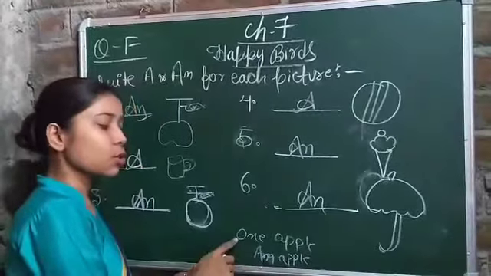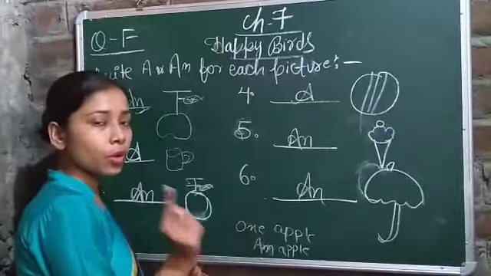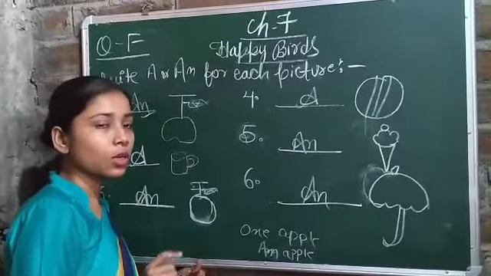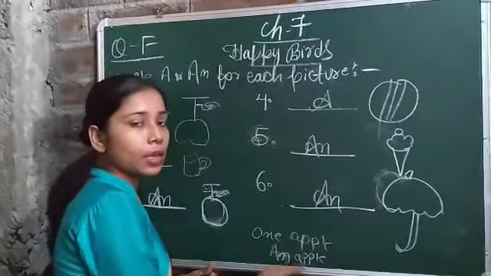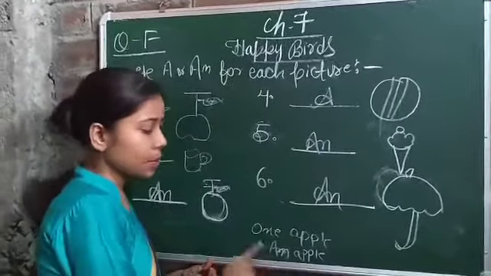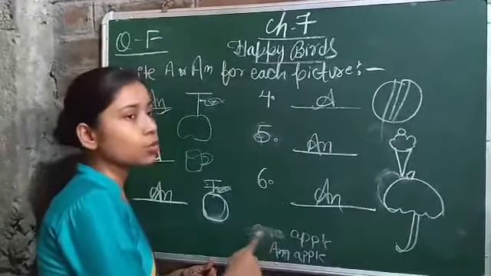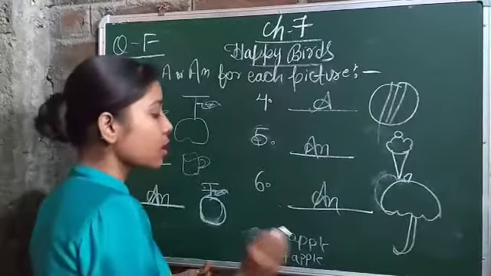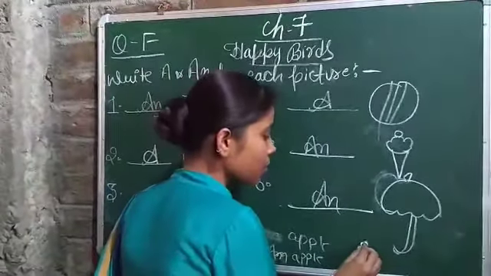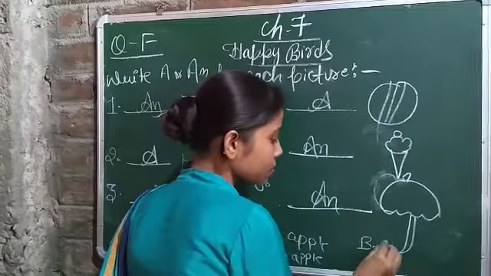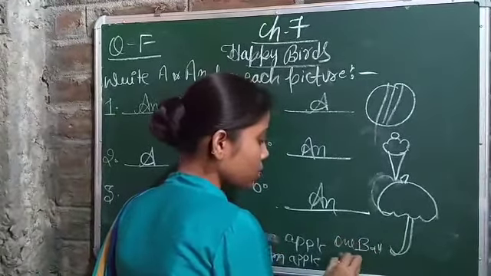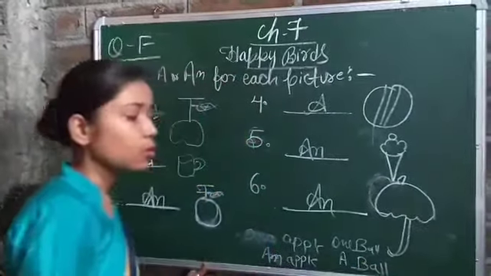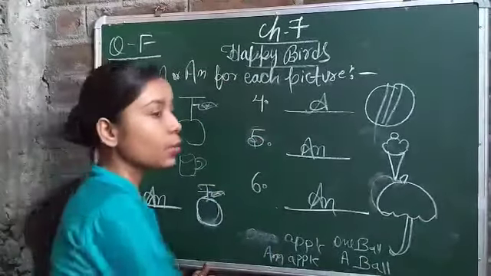It also shows that here we have an apple in number one. An apple means one apple, instead of the less suitable one apple, an apple is better. So like this we have the word ball. One ball, a ball. Same goes for A. One ball, a ball.